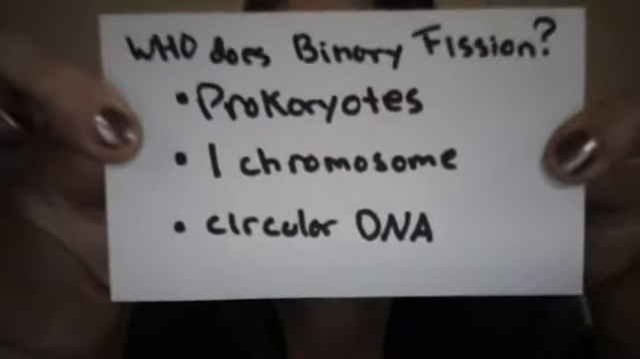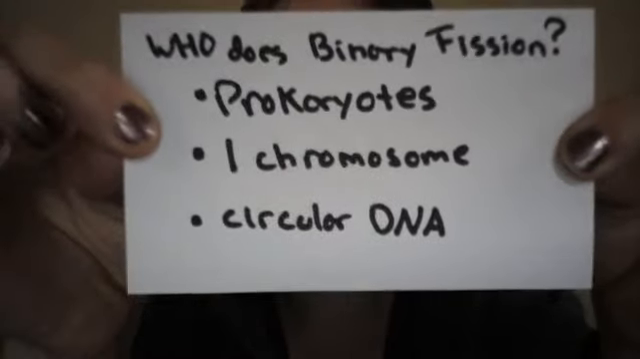So, who exactly does binary fission? Let's say prokaryotes with 1 chromosome and circular DNA. That's it. Like E. coli. Ta-da!